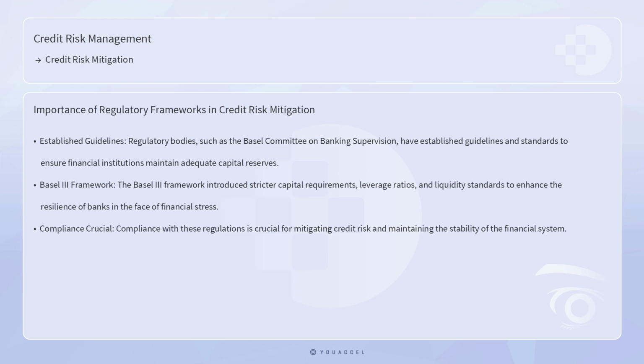The importance of regulatory frameworks in credit risk mitigation cannot be overstated. Regulatory bodies, such as the Basel Committee on Banking Supervision, have established guidelines and standards to ensure that financial institutions maintain adequate capital reserves and adopt prudent risk management practices. The Basel III framework, for example, introduced stricter capital requirements, leverage ratios, and liquidity standards to enhance the resilience of banks in the face of financial stress. Compliance with these regulations is crucial for mitigating credit risk and maintaining the stability of the financial system.